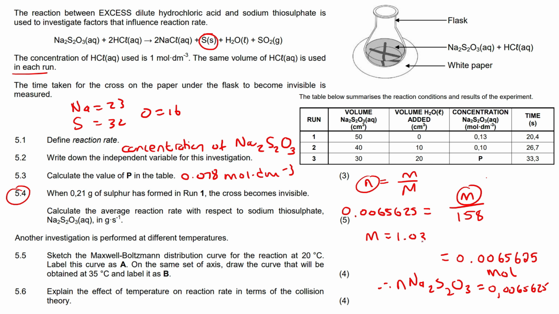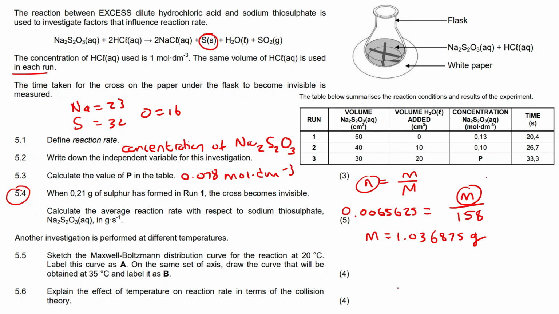But as I said, if you do round off along the way, it is going to affect your answer, but I'll show you at the end what your answer is allowed to be between. Okay, and that's just going to be grams. Right, so now we have the mass of sodium thiosulfate that was reacted, and how many seconds did run 1 take? Run 1 took 20.4 seconds.